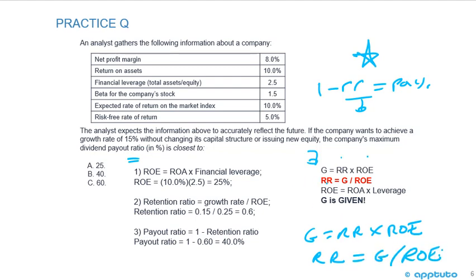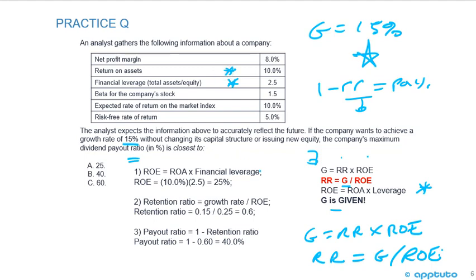And in this question, they're giving us the G, okay? It's here, so you have to read very carefully. It says if the company wants to achieve a growth rate of 15%. So they're giving us G equals 15%, okay? So now I've got my 15%, and for the ROE, I can calculate my ROA times the leverage. And they're giving us ROA, and they're giving us the leverage. There's the financial leverage, and there's the return on the assets, okay?